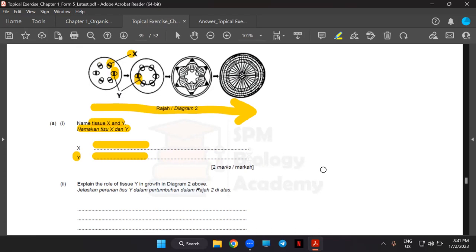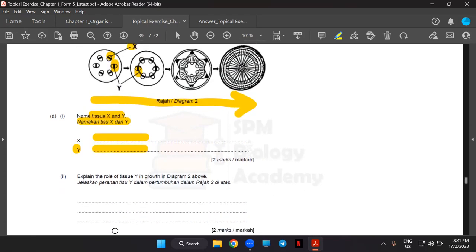Okay. Soalan yang pertama. Soalan kedua. Explain the role of tissue Y in the growth in diagram 2 above. Jelaskan peranan tisu Y dalam pertumbuhan dalam rajah 2 di atas. 2 markah. So what we do first, apa yang kita buat dulu ialah kita tuliskan peranan tisu Y dulu. Peranan tisu Y dulu, role of tissue Y. Lepas tu baru kita explain. Lepas tu baru kita jelaskan.